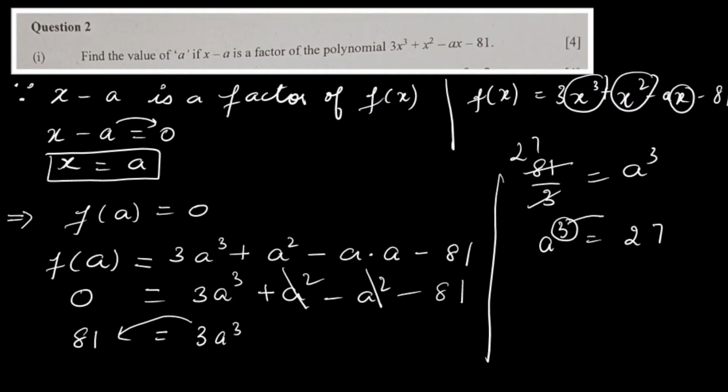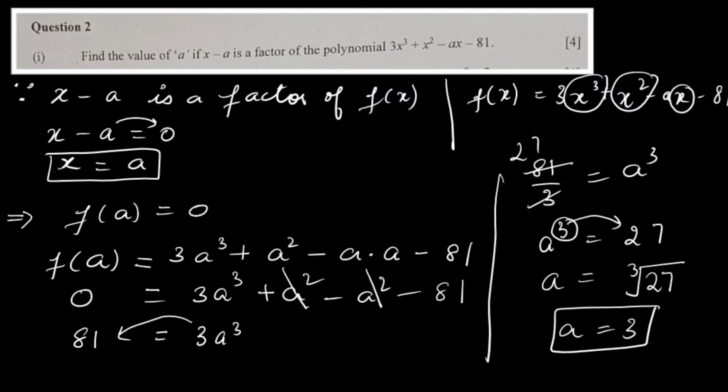Now cube, when we shift to the other side, it will become cube root. So cube root of 27 is equal to 3. So A's value is equal to 3. A is equal to 3.